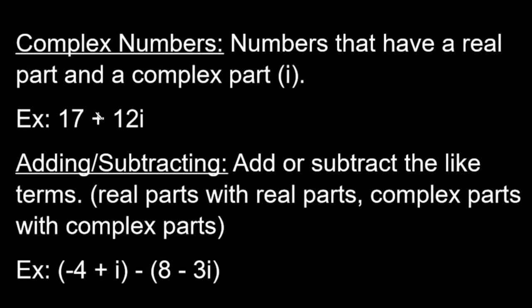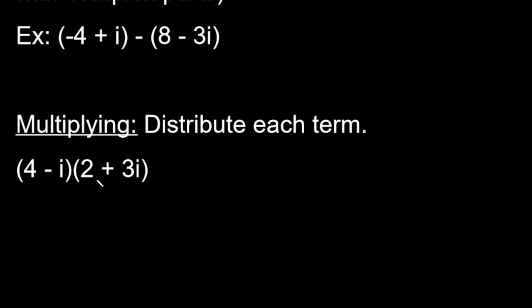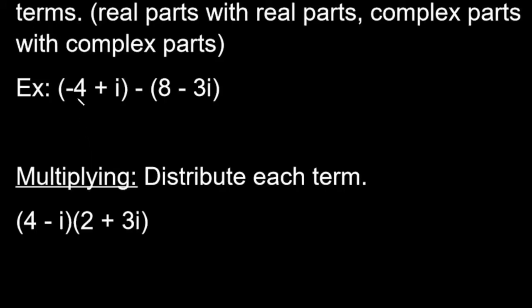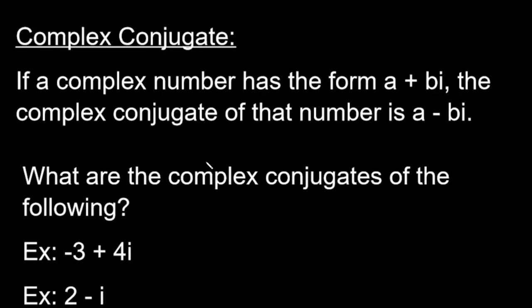So complex numbers. They've got a real part and a complex part, right? And then you can add and subtract them, right? And you can multiply them. So here it'd be like -4 minus 8 would be -12i minus -3i. That'd be a positive 4i, right? That kind of thing. Now, a complex conjugate. You should write down all of this.